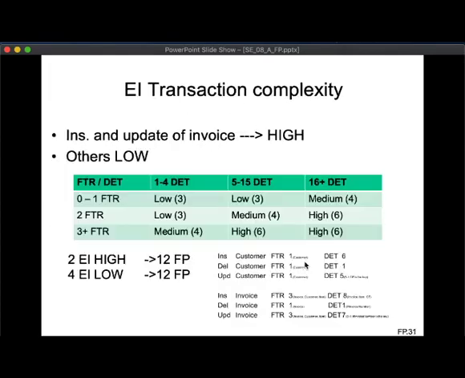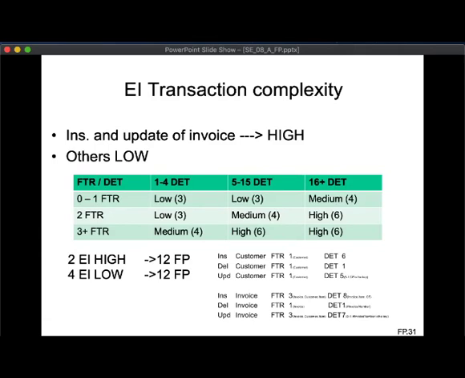that for the insert of the customer is 1 FTR, 6 DET. So we are in this cell. For the delete of the customer we have 1 FTR and 1 DET, so we are here. And for the update of the customer we have 1 FTR and 5 DET, and so we are here. So basically we have 1, 2 and 3 of type low.